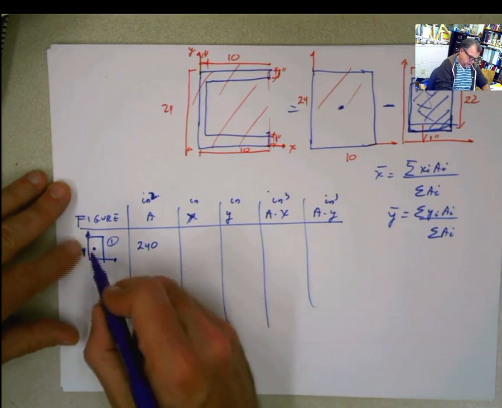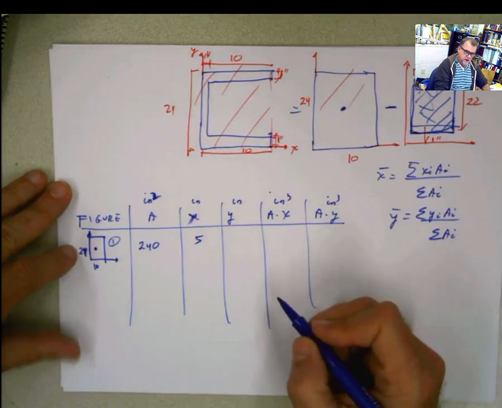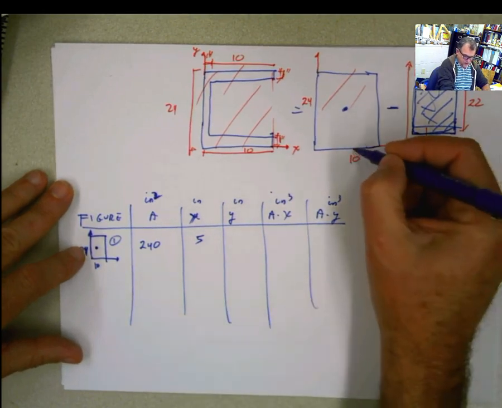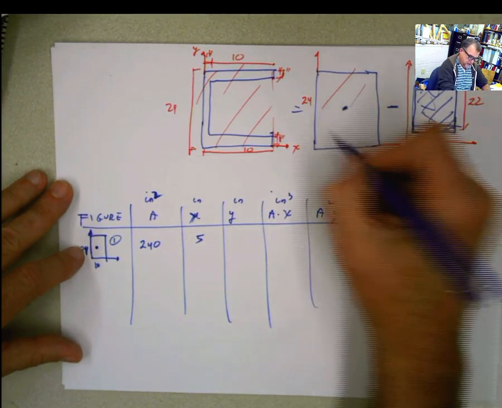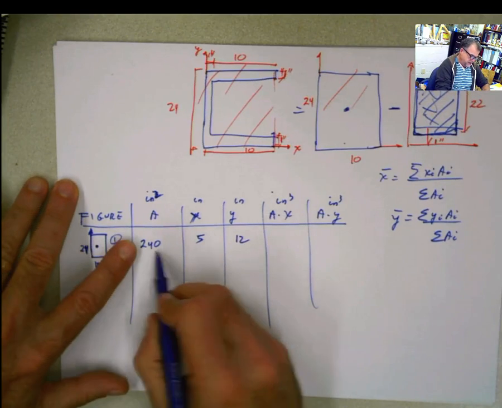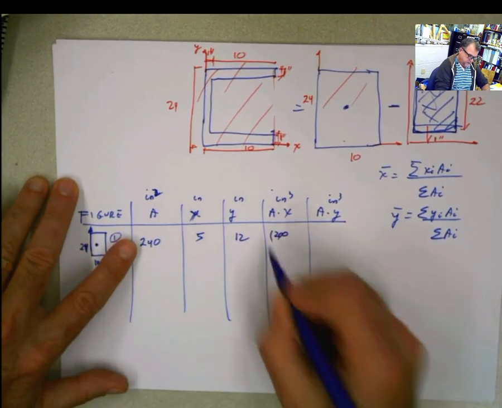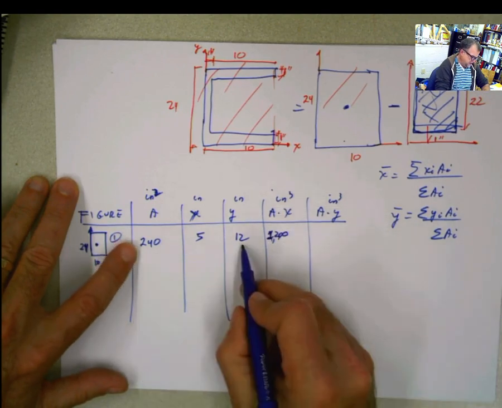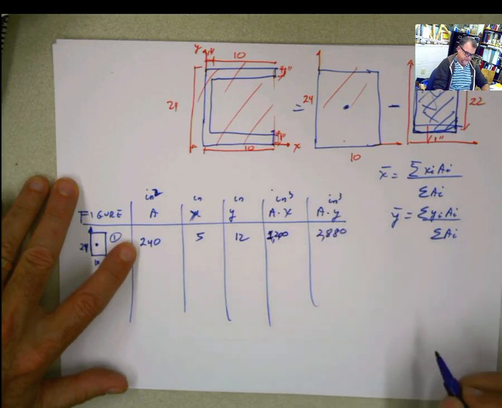How much is in x? Well, if this is 10 by 24, this is gonna be 5. What is y? Y is the distance measured from my axis of reference in y, of course, to the centroid. How much is that? Well, this is 24, this has to be 12. And then I multiply this times this is 1200, and this times that is 2880. Done.